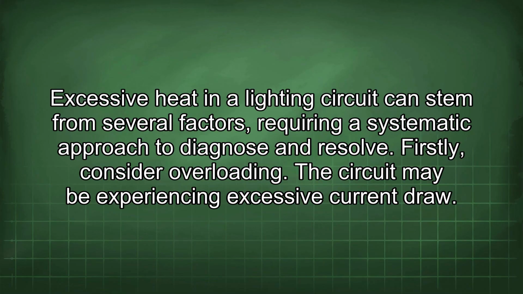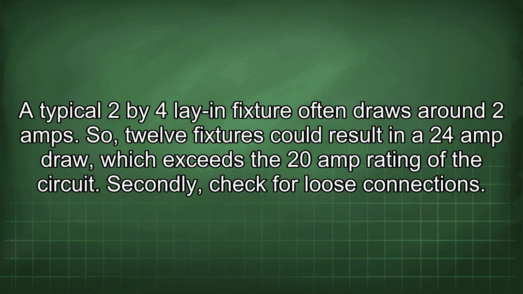Excessive heat in a lighting circuit can stem from several factors, requiring a systematic approach to diagnose and resolve. Firstly, consider overloading. The circuit may be experiencing excessive current draw. A typical 2x4 lay-in fixture often draws around 2 amps. So, 12 fixtures could result in a 24 amp draw, which exceeds the 20 amp rating of the circuit.